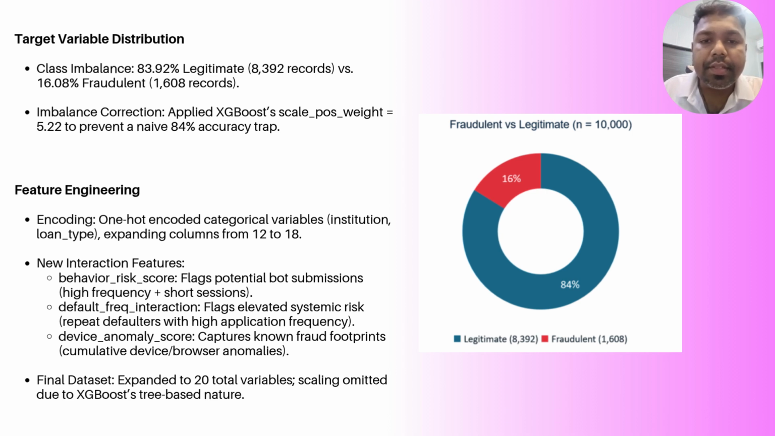Let's talk about feature engineering. We started by one-hot encoding institution, expanding our dataset from 12 to 18 columns. We built 3 interaction features to catch complex fraud patterns that brought our final dataset up to 20 variables.